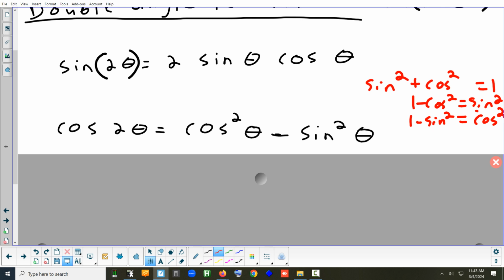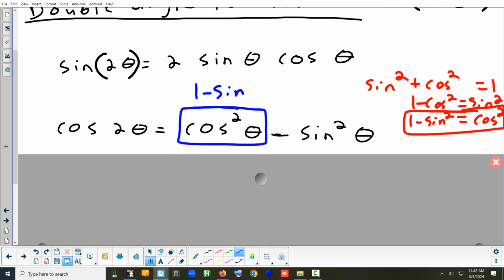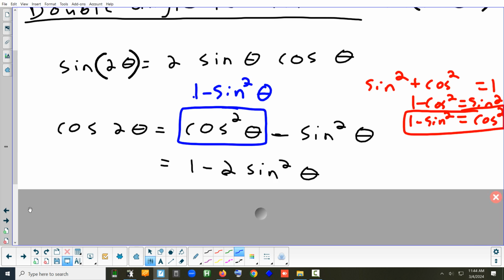So let's take this one. That last one tells me that cosine squared equals what? 1 minus sine squared. Yes. It tells me that cosine squared is 1 minus sine squared. Well, if you were to plug that in, what's 1 minus sine squared minus sine squared? 1 minus 2 sine squared.